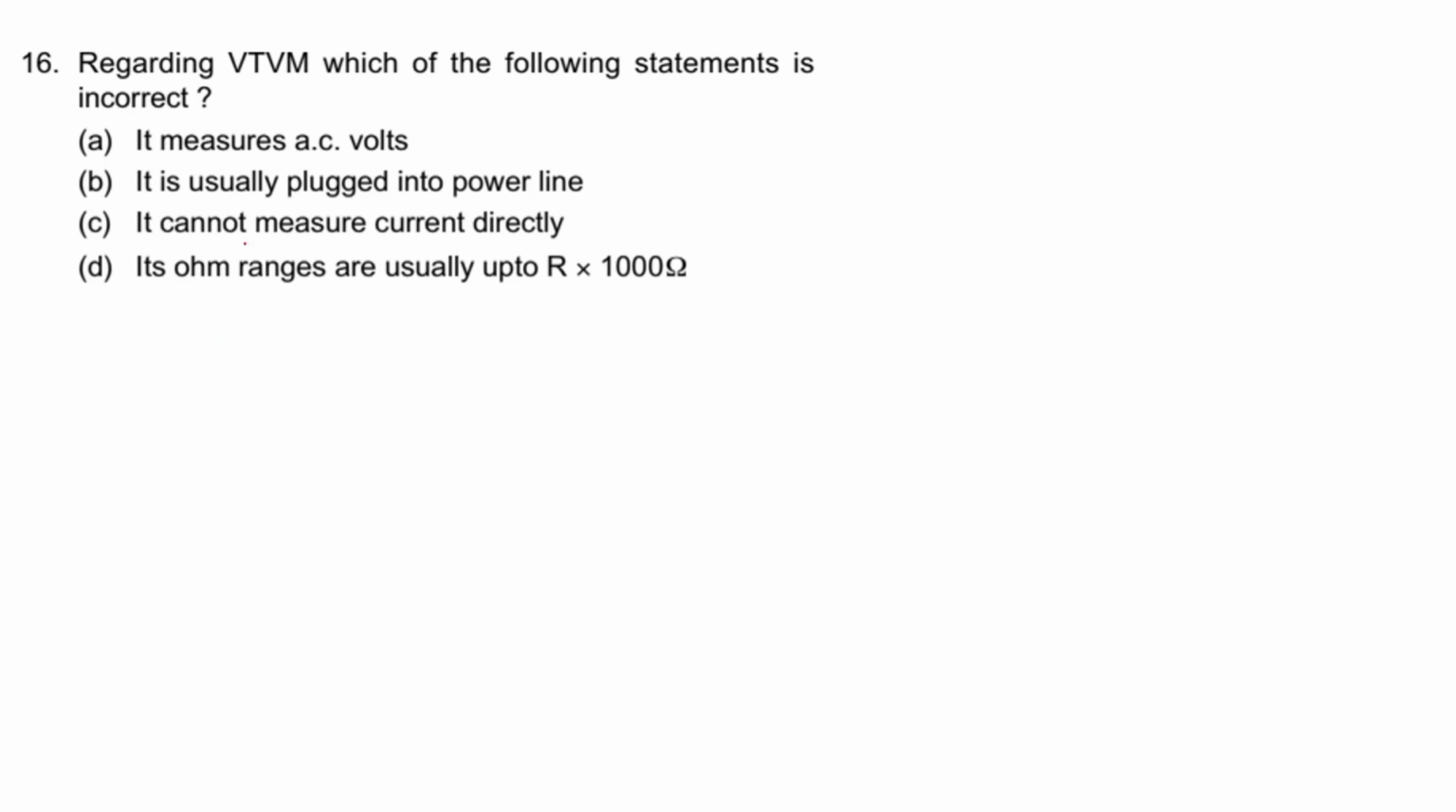Next, regarding VTVM, which of the following statements is incorrect? The first one is correct. It is usually plugged into a power line, also correct. It cannot measure current directly, that is also correct. And the last one is wrong. That is option D is the wrong answer.